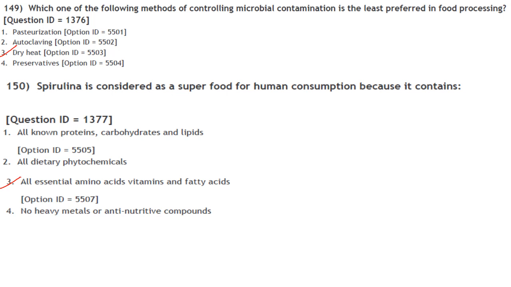Which one of the following methods of controlling microbial contamination is the least preferred in food processing? So it is dry heat. Answer is option 3. Spirulina is considered as a superfood for human consumption because it contains all essential amino acids, vitamins and fatty acids. It does not contain carbohydrate and lipids. So answer is option 3.